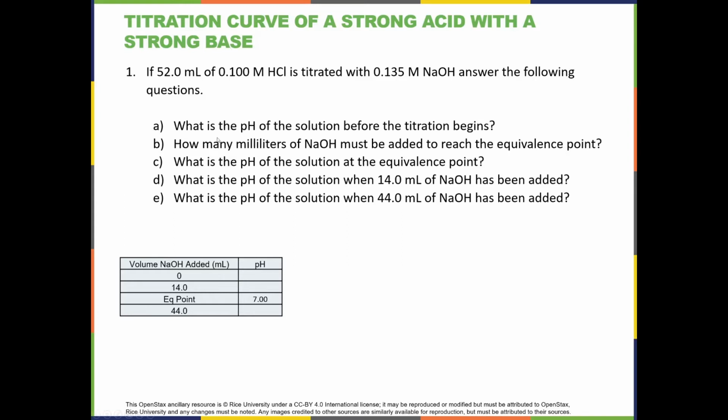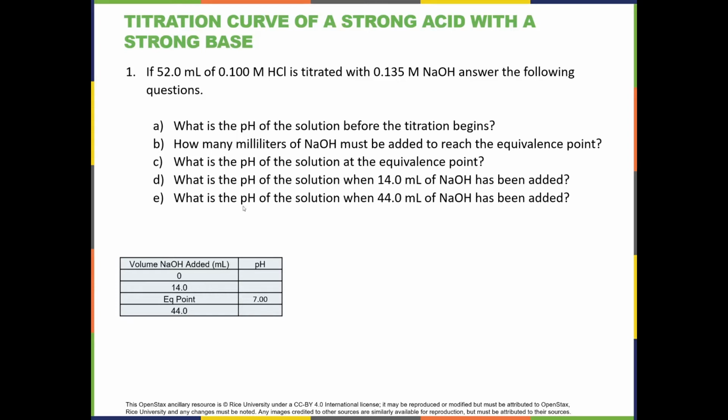So it says, what is the pH of a solution before the titration begins? Before we do that, let me tell you what we're doing. We're taking 52 milliliters of 0.1 molar HCl, and we're titrating it with 0.135 molar NaOH. And we want to find the titration curve, or several points on the titration curve, as follows. So first thing I notice here is that we have the NaOH in the burette, and we have the HCl in the flask. Since we have the HCl in the flask, it means we're going to start at a low pH because it's going to be acid pH. We are then going to take NaOH from the burette, and add it to that HCl and measure how the pH changes.